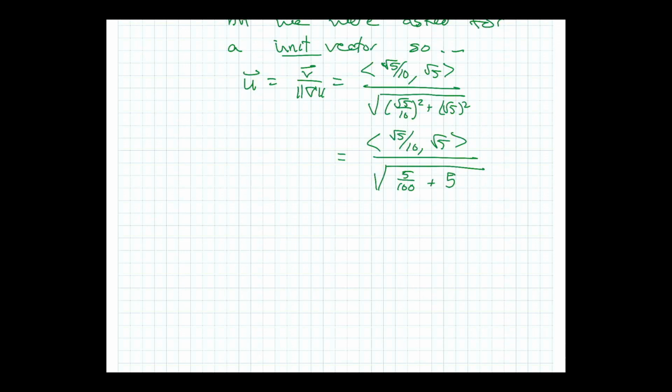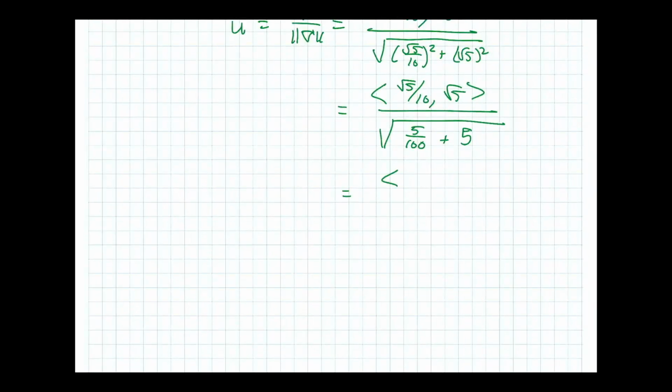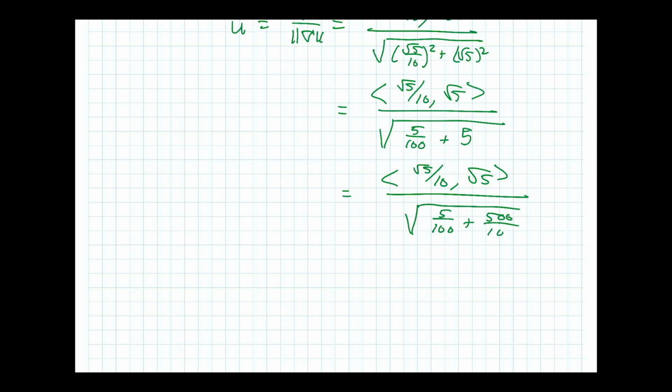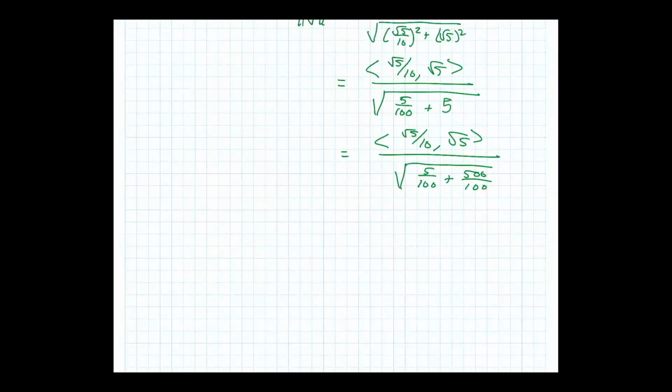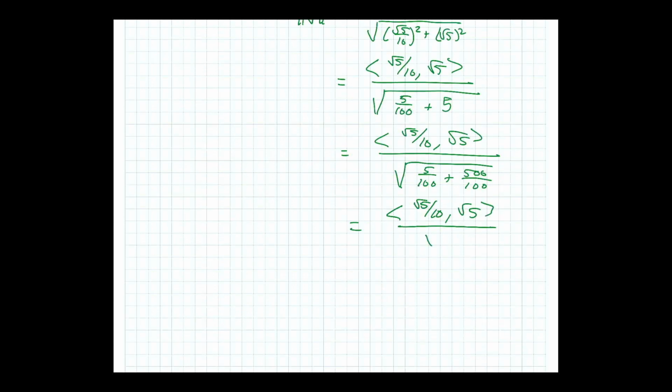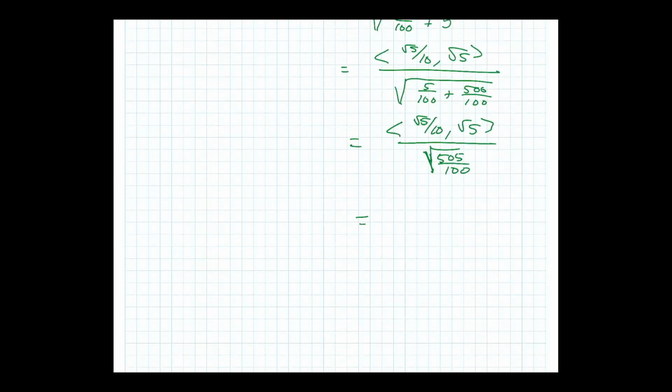Yeah, okay. Oh, I see what they do. I mean, you can work this out however you want. I see what the book does is this. They go like this, 5/100 plus 500/100. That's how they write the 5, right? 5 is 500/100, because then they can go √5/10, √5, and then in the denominator, you've got the square root of 505/100.